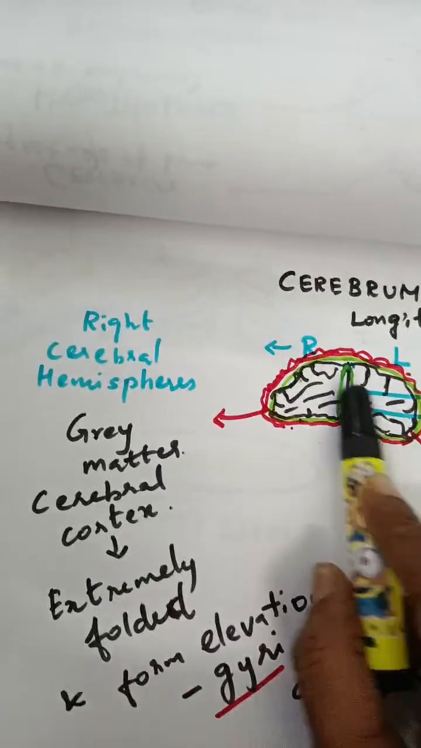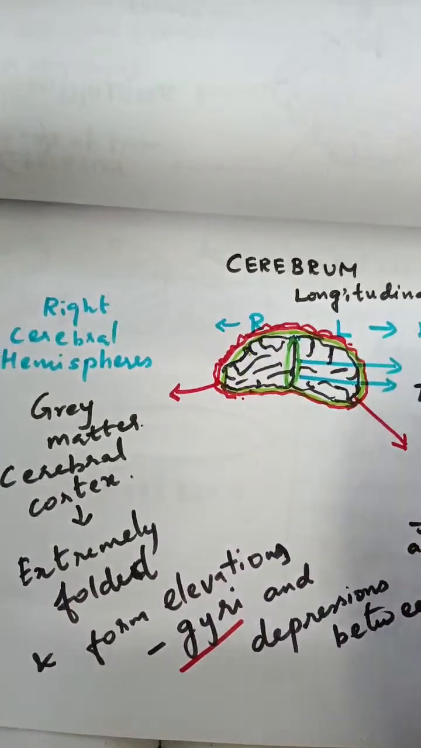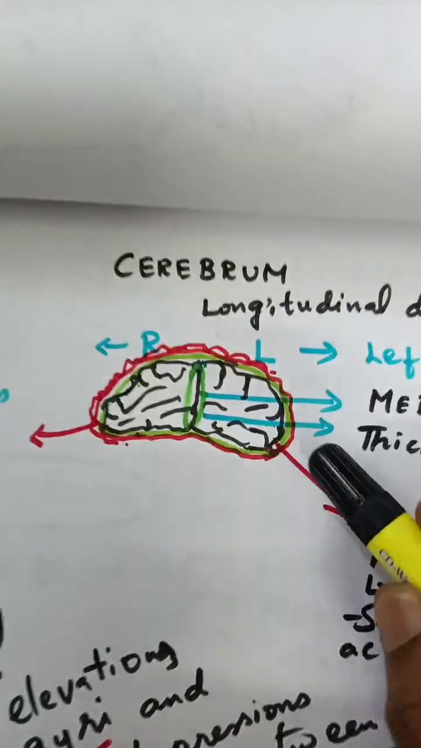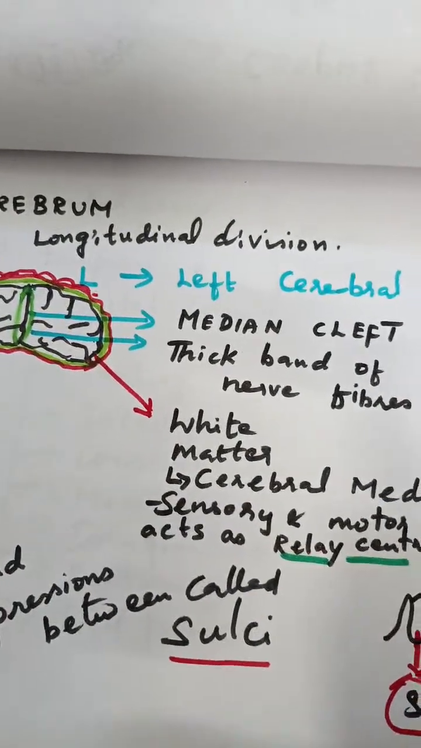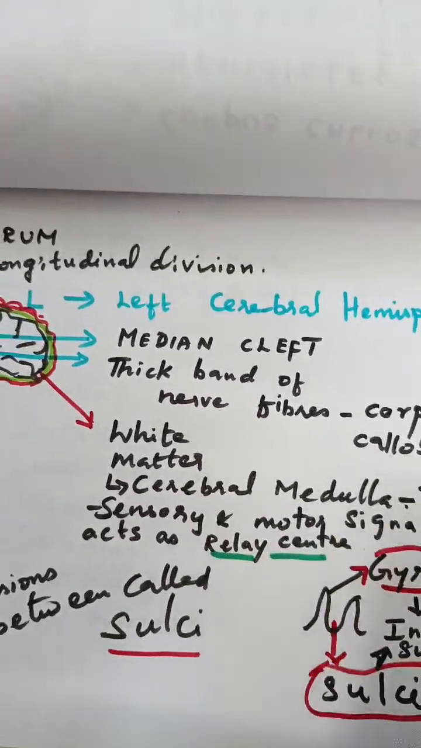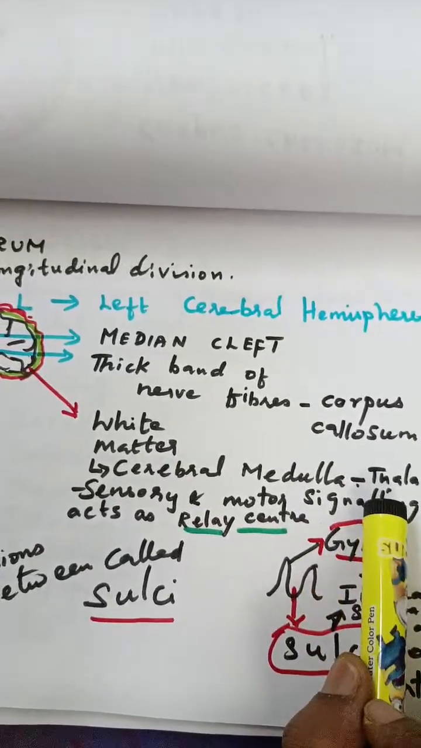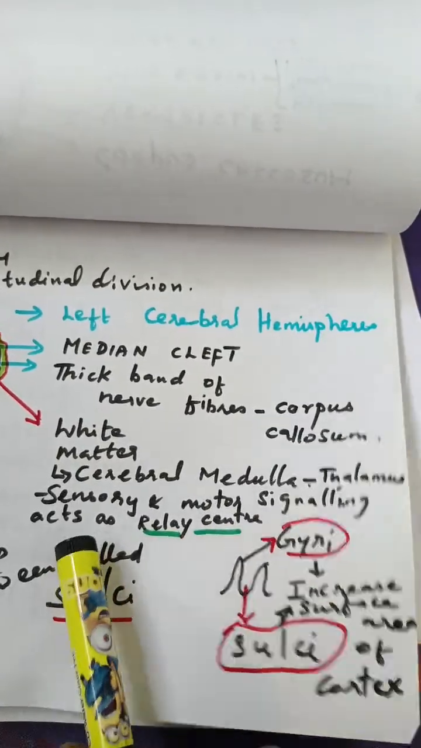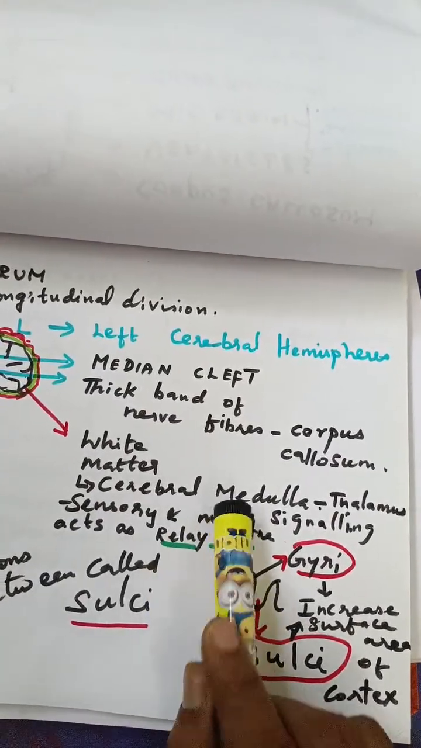The gray matter is nothing but the cerebral cortex, which is the outer covering of the cerebrum, and the inner part of the cerebrum, which I showed you in light green color, is the white matter. This white matter is the cerebral medulla. It mainly does the thalamus signaling process, sensory and motor signaling, so it acts as a relay center. We can say the white matter, known as the cerebral medulla, acts as a relay center.